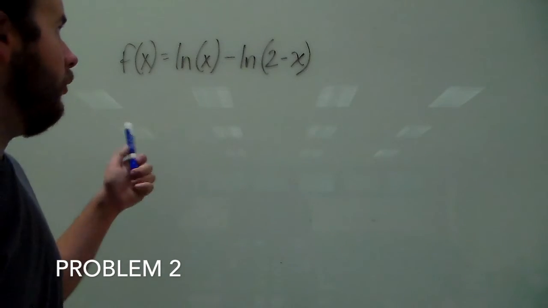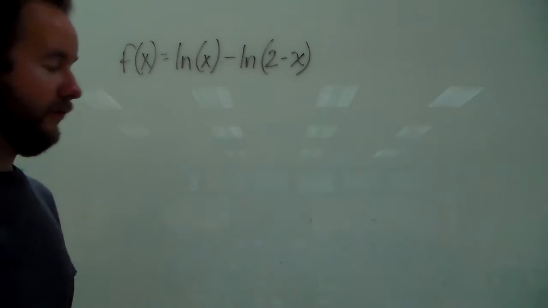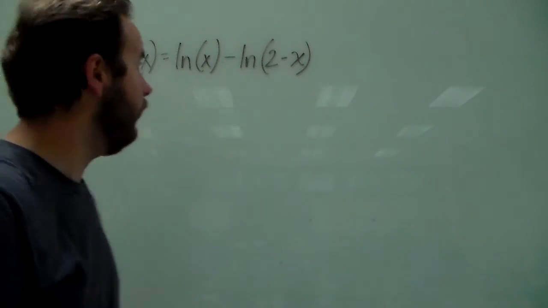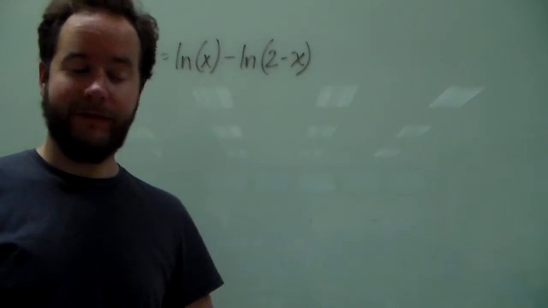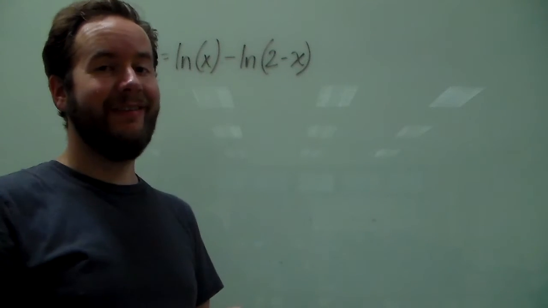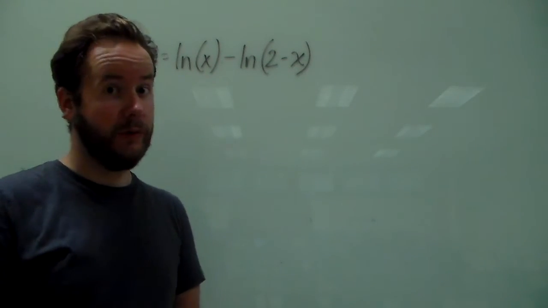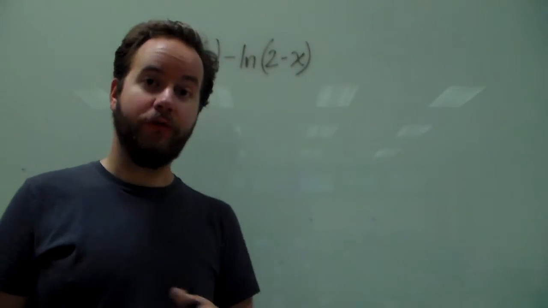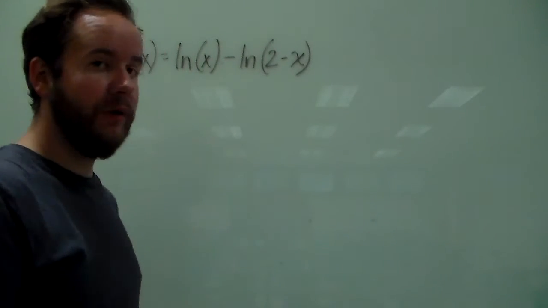Next question asks us to find the domain of ln of x minus ln of 2 minus x. So again, we're going to run through that checklist of rules. Rule number 1, don't divide by 0. Well, I don't see any fraction bars, so I don't have to worry about that. Rule number 2, I need to not take the square root of a negative number. So do I see any square roots? No, I don't worry about that either. But do I see any natural logs or logs? Yeah, I do. So that means rule number 3 needs to come into play.